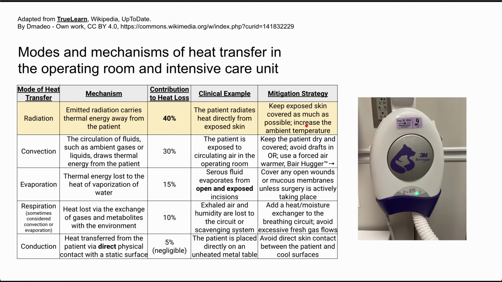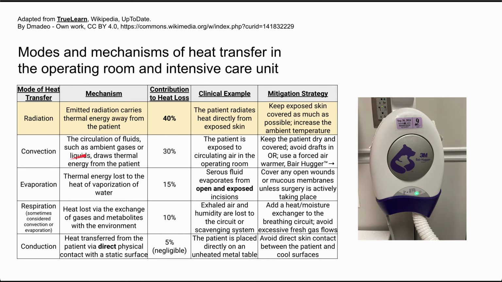And you can also increase the ambient temperature so that you have less of a temperature gradient, so that there's less radiation going down that gradient. If the room is warmer, then the patient tends to stay warmer. The next larger contributor of mode of heat transfer is convection.